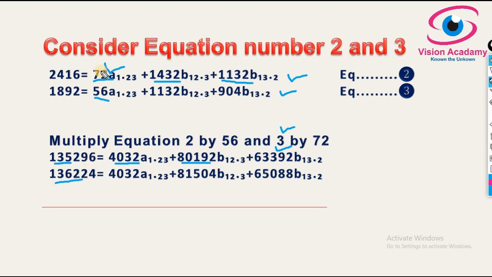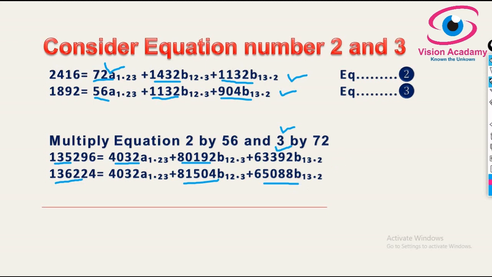1,36,224. 72 into 56, 4,032. 72 into 1132, 81,504. 72 into 904, 65,088. So this is the same thing as we did in the last equation.